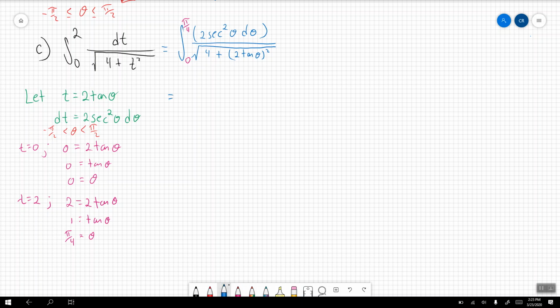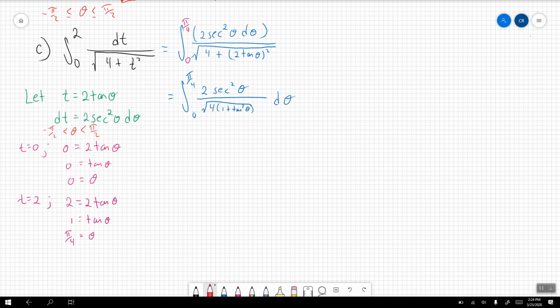Nice. So we can go through and simplify now. From 0 to pi over 4, that's my integral. On here I have 2 multiplied by secant squared theta divided by, would you agree that the denominator, once we factor all that out, that's going to be 4 multiplied by 1 plus tangent squared theta. And this is all d theta.